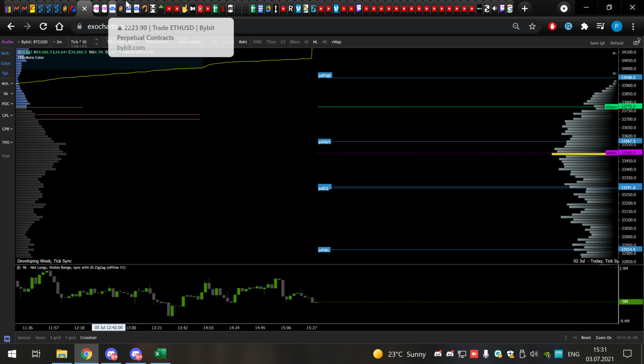Now we are moving to this section. So actual point of control is, let's have a look, will be up there, 34,500. It's same as the weekly point of control. It's marked here. So let's go 34,500. Same for weekly. Monthly point of control, let's have a look. Monthly point of control is at 33,500.